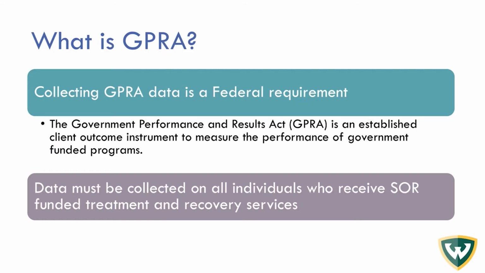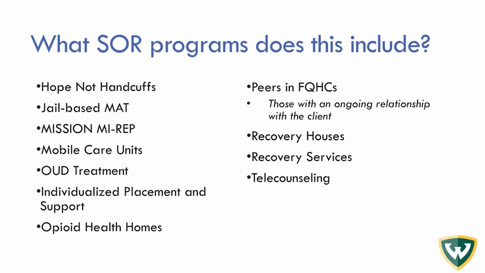GPRA is the Government Performance and Results Act, which is an established client outcome instrument to measure the performance of government-funded programs like the SOR and SOR Supplemental Grant. Data must be collected on all individuals who receive SOR-funded treatment and recovery services. This includes SOR programs like Hope Not Handcuffs, jail-based medication-assisted treatment, Mission MyRep, mobile care units, opioid use disorder treatment, individualized placement and support, opioid health homes, peers and FQHCs, recovery houses, recovery services, and telecounseling.